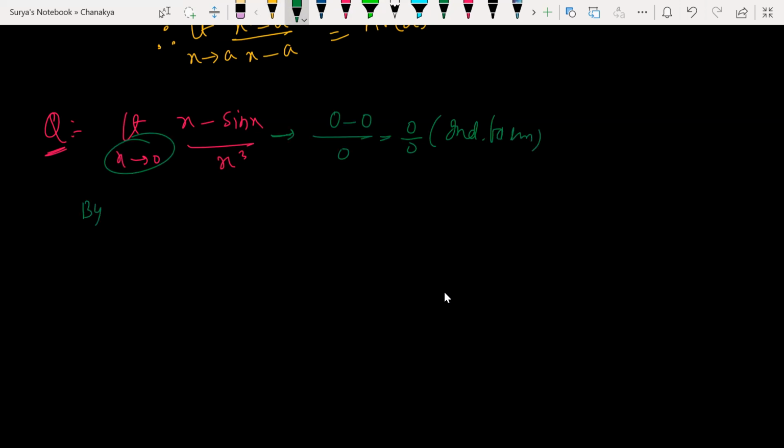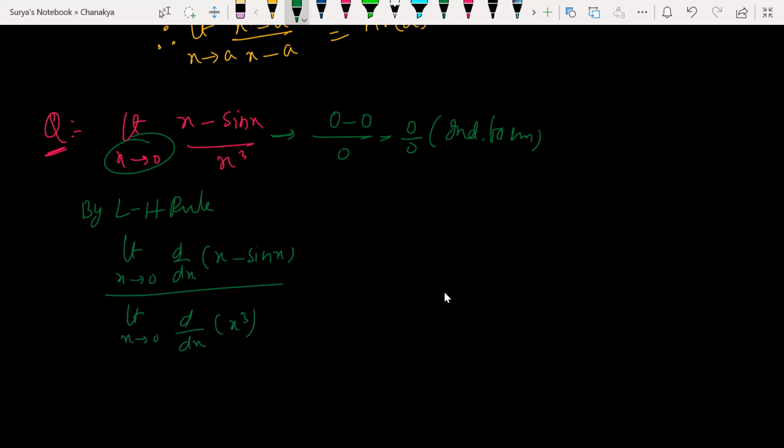So by L'Hospital rule, limit x tends to 0 as it is, d by dx of the numerator divided by d by dx of the denominator. D by dx of x is 1, minus d by dx of sin x is cos x, divided by d by dx of x cube, which is 3x square. Is that understood? Yes or no? You must respond here.